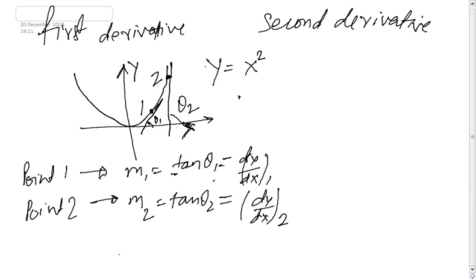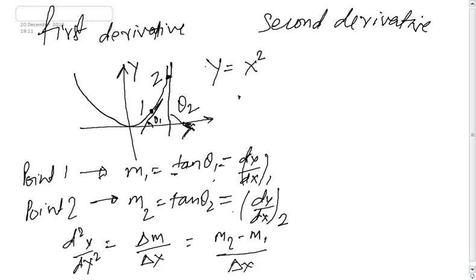equal. And since they are not equal, if we calculate the second derivative, which is d2y by dx2, which you can say is delta m by delta x, this will be something like m2 minus m1 by delta x, and this delta x will be from here till here. This is delta x. So clearly there is a second derivative in this case.